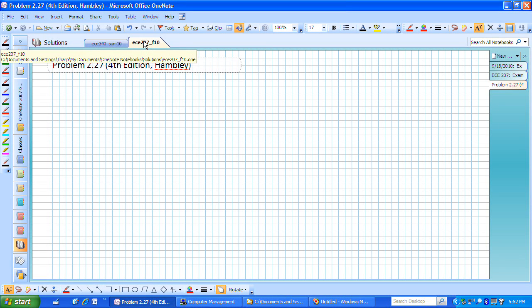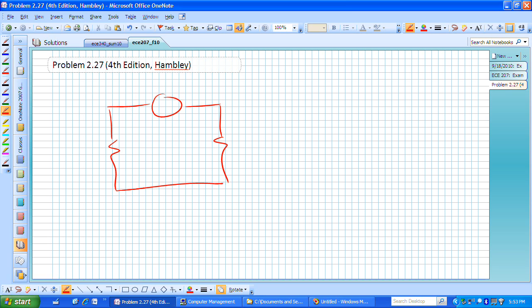Let's look at solving problem 227 in the 4th edition of Hambley as a way of showing how you can solve it several different ways, but in particular this illustration will maybe let you know that sometimes it is more effective to actually combine resistors and then expand out from that combined circuit to obtain the actual values that you want.